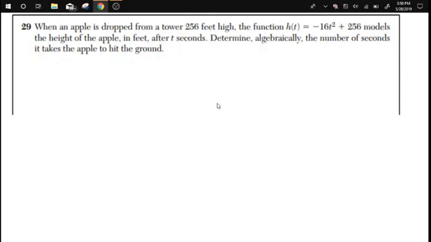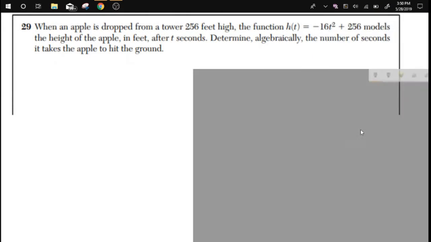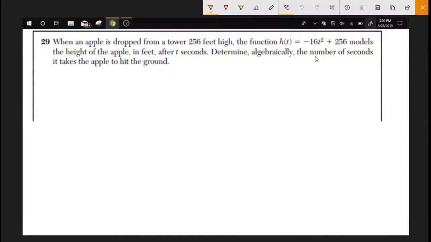Alright, so what it's asking us to do here is to find the number of seconds, and the number of seconds is represented by t. So what we're solving for is the variable t here, and they already gave us the entire equation. The only thing we need to determine really is what h of t is, and it's pretty obvious when the apple hits the ground, then the height would be equal to 0. So 0 is equal to negative 16 t squared plus 256.